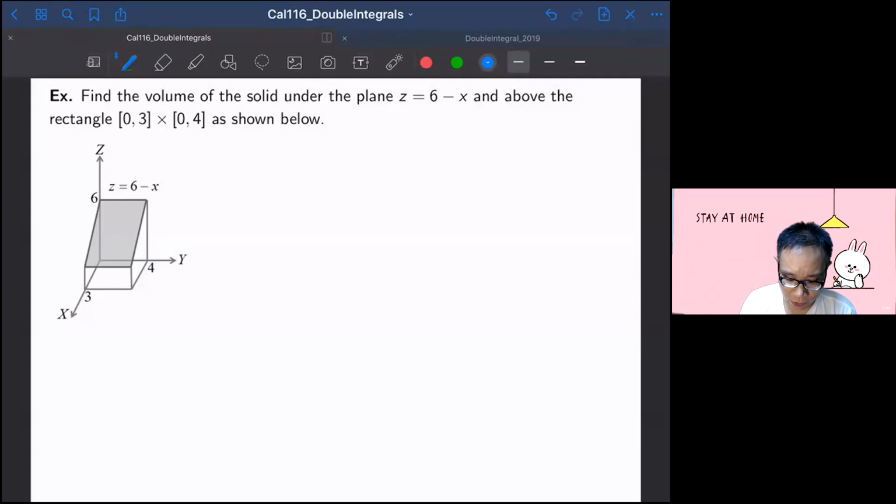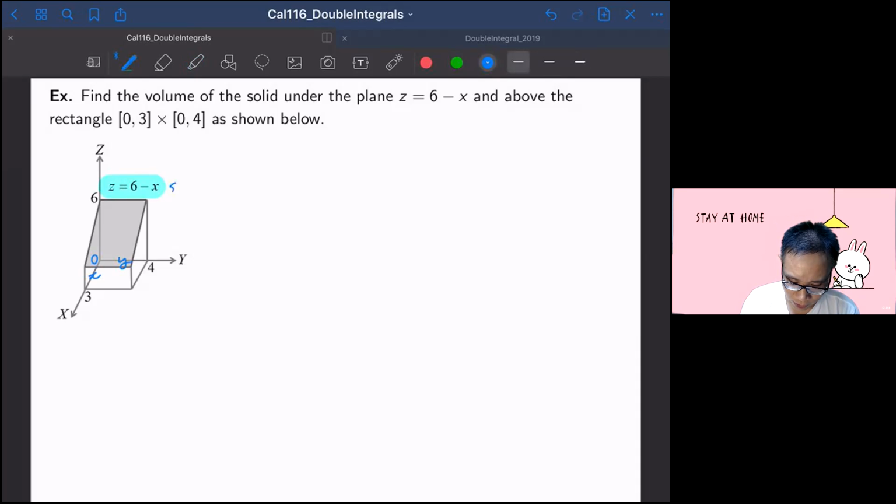So you have the surface on top given by the equation z equals 6 minus x. And for the bottom, you have x lying between 0 and 3 from this picture. So your x lies between 0 and 3 on the x-axis, and you have y between 0 and 4 on the y-axis. Okay, so you're going to find the volume of this solid by just integrating this function.